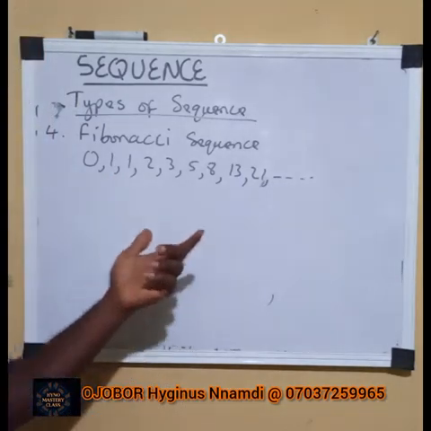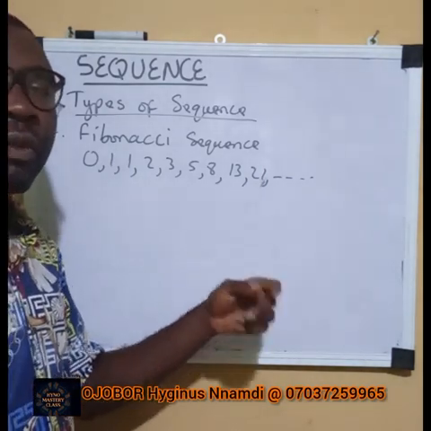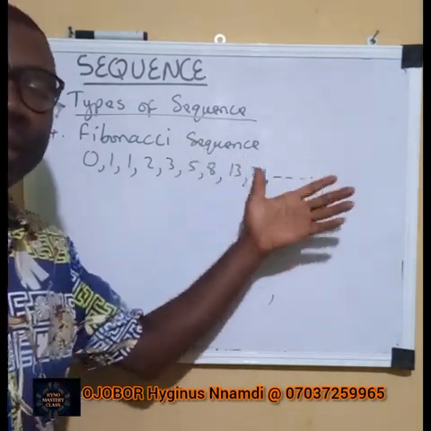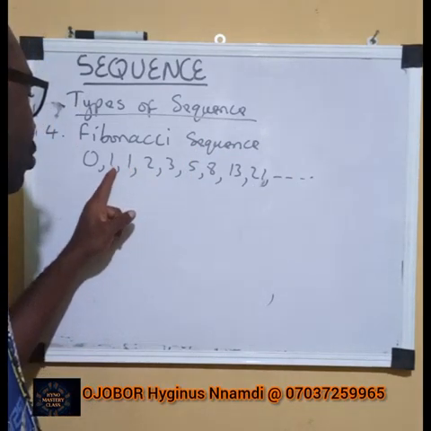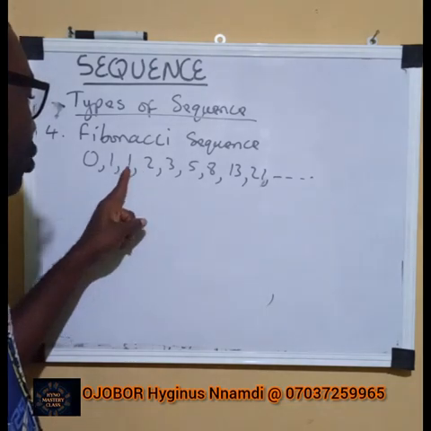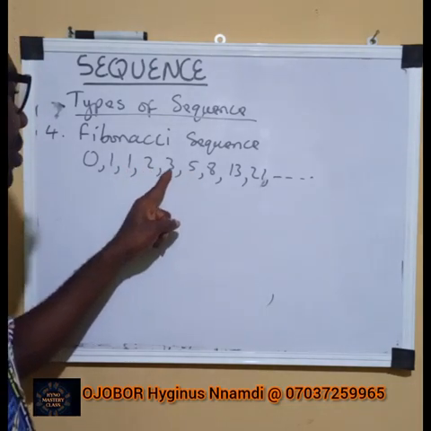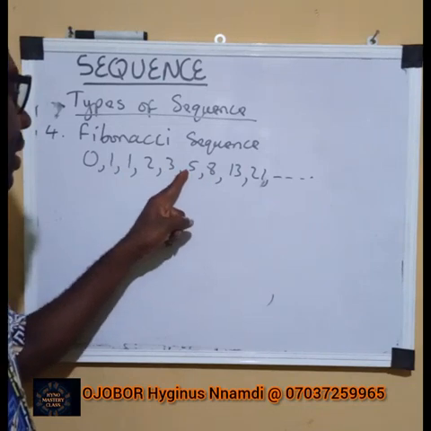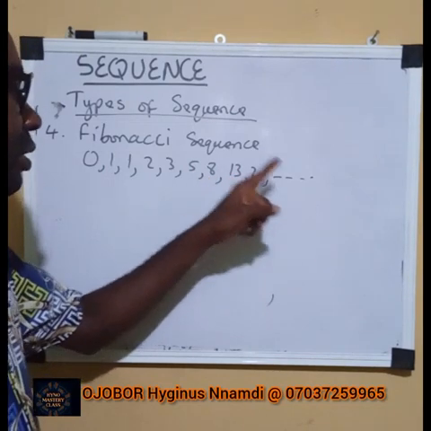A term in this sequence is gotten by the addition of the two preceding terms. You can see that this 2 is gotten by addition of 1 plus 1, you get 2. You add 2 plus 1, you get 3. You add 3 plus 2, you get 5. You add 5 plus 3, you get 8. 8 plus 5, you get 13. 13 plus 8, you get 21, and so on and so forth.